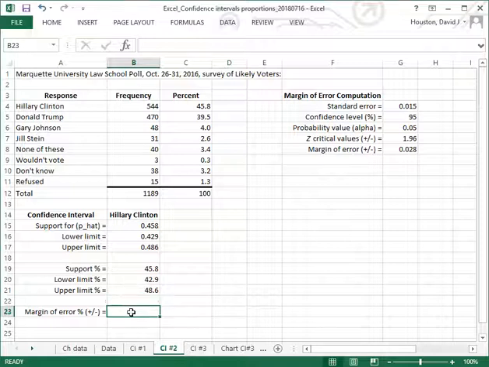The margin of error often is reported as a percent, so I'm going to take the margin of error we computed and multiply it by 100. And there we have margin of error plus or minus 2.8%. So this is the information we would then report for this particular confidence interval.